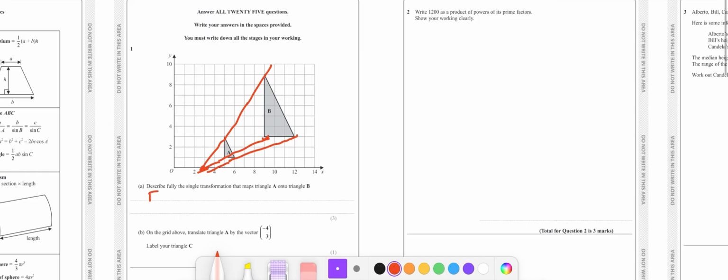So it's an enlargement and the scale factor is how many times bigger. So it's 3 times bigger. It was 1, it's now 3. So scale factor 3, and we need to give the centre, 3, 0.